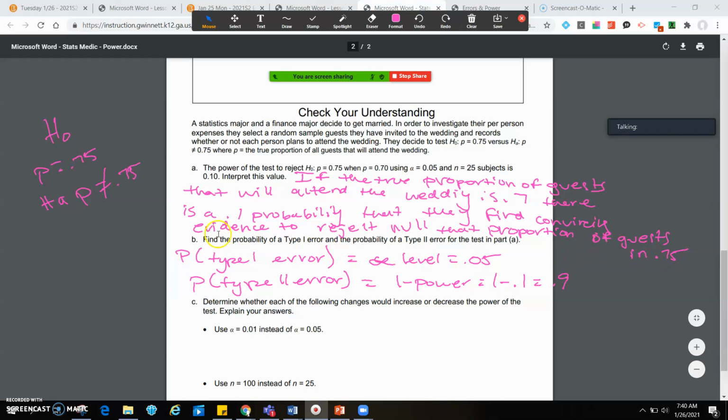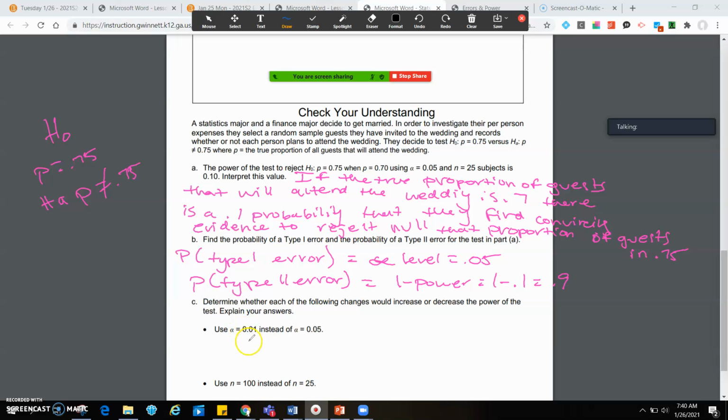Okay. Find the probability of a type 1 error and the probability of a type 2 error for the test in part A. The probability of a type 1 error is the alpha level, 0.05. The probability of a type 2 error is 1 minus power, which is 1 minus that 0.1, which gives you 0.9. All right.